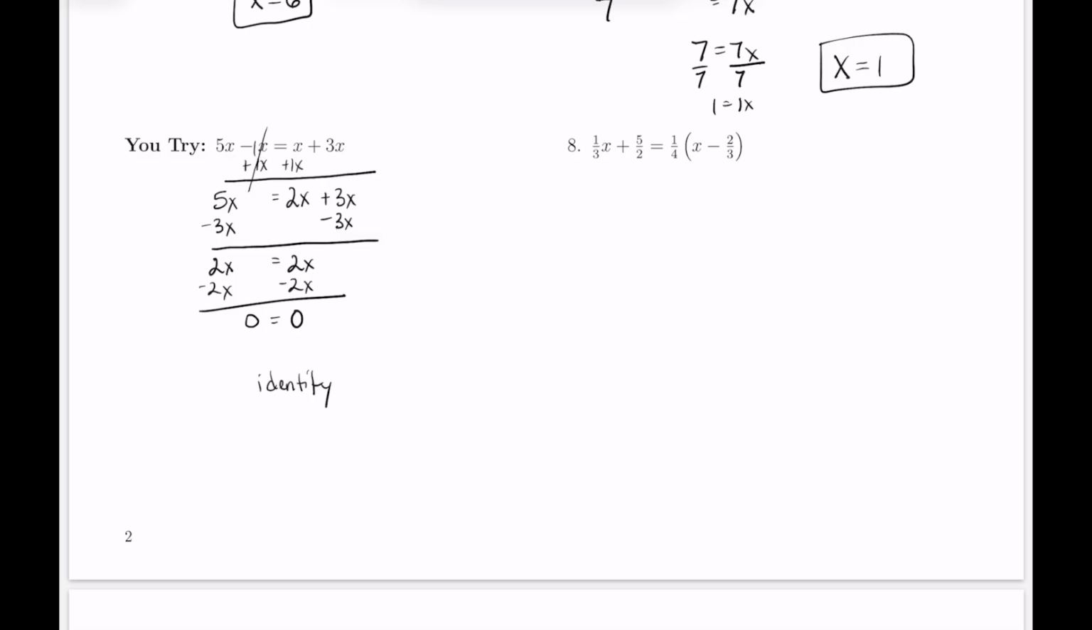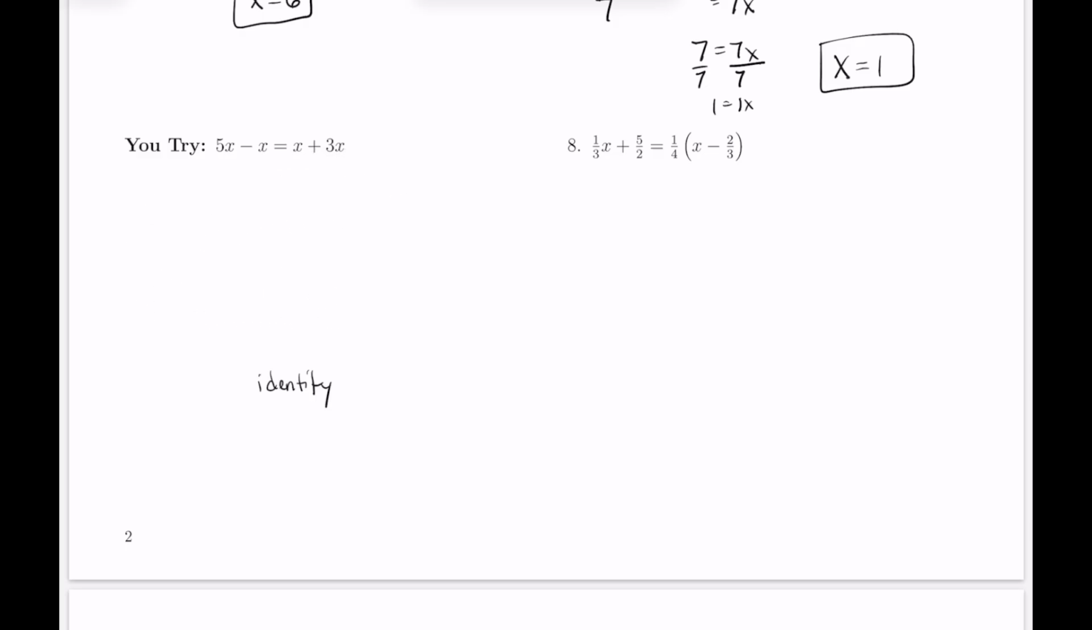I do want to go back up here though and show you how we could have done this a slightly different way. And that would be to notice that I have a 5x and a negative x here. That becomes 4x. And over here I have an x plus 3x. When I combine my like terms, I get 4x. Then I would go through and subtract a 4x. This is probably a little cleaner. I get 0 equals 0 this way, and we have an identity.